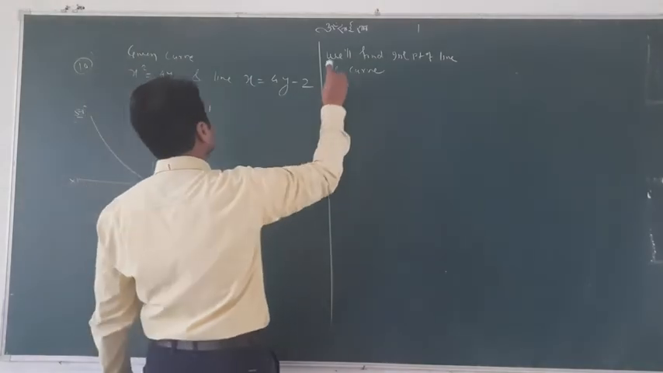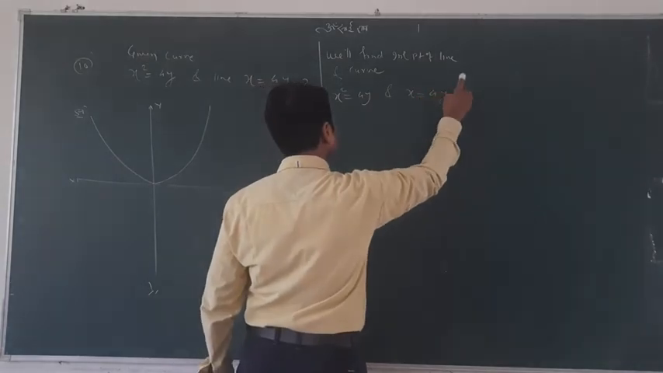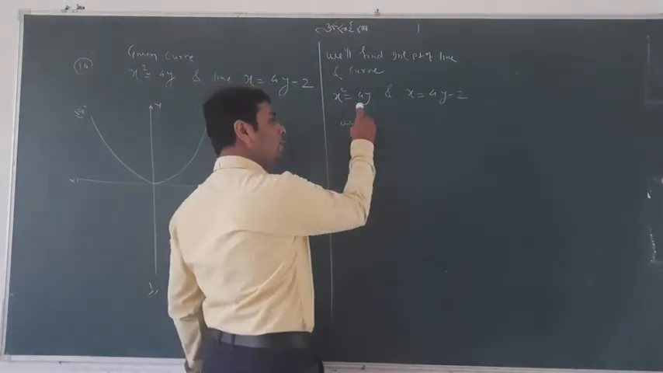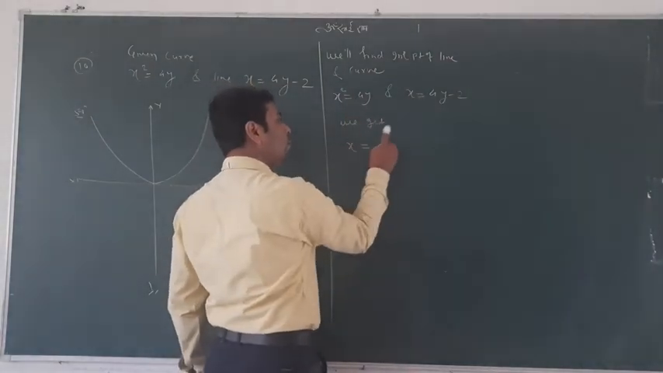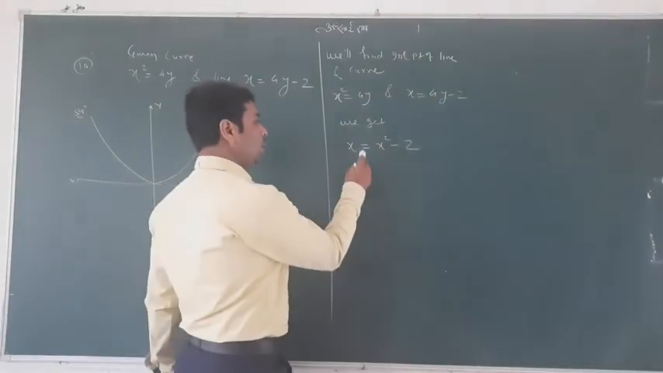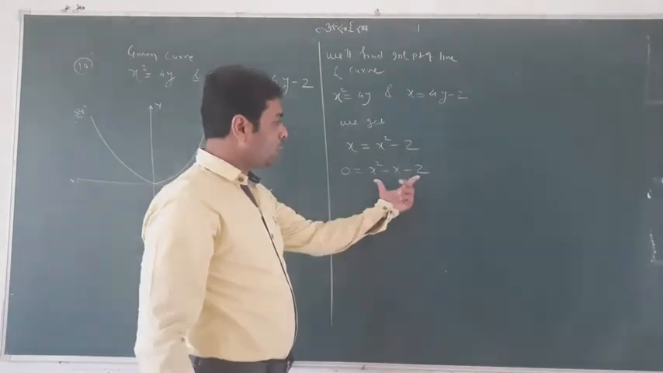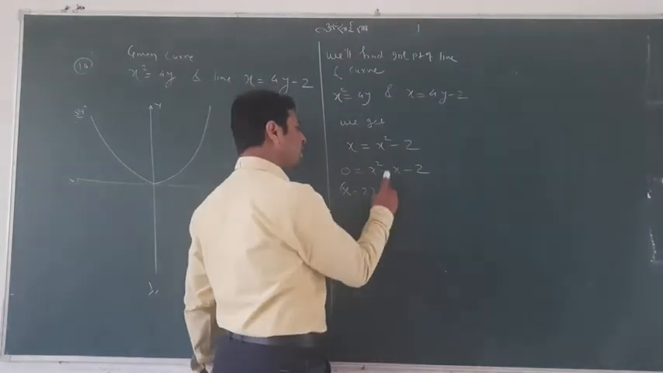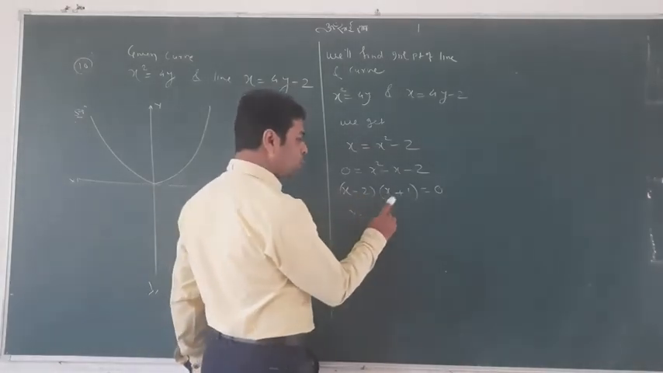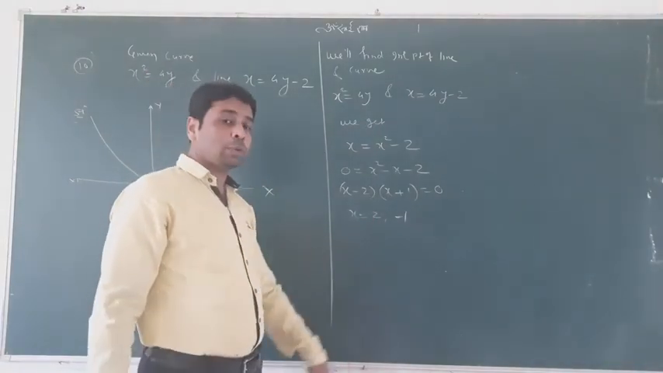So I'll write here: x square equal to 4y and x equal to 4y minus 2. I put 4y equal to x square here. So we get x equal to x square minus 2, and then transferring x, it is x square minus x minus 2 equal to 0. After factorization by the splitting method, we get the roots 2 and minus 1. So x equal to 2 and x equal to minus 1.